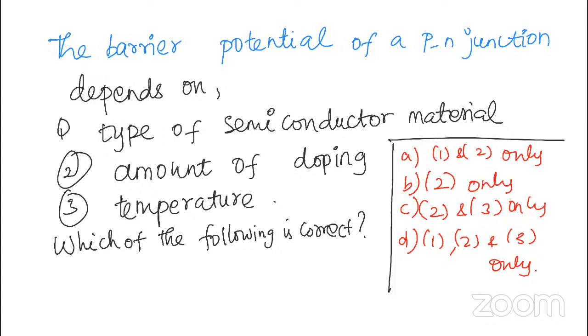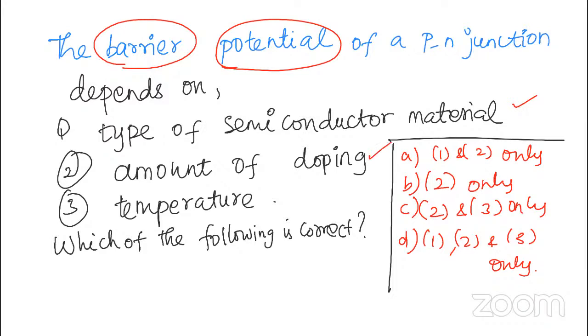When we say potential barrier, for the type of material we use, different kinds of materials give different barrier potential values. Say for example, silicon has one value and germanium has another value, right? So it depends upon the type of semiconducting material used. Next, the amount of doping, that is, how many atoms we dope. Next, it also depends on temperature.